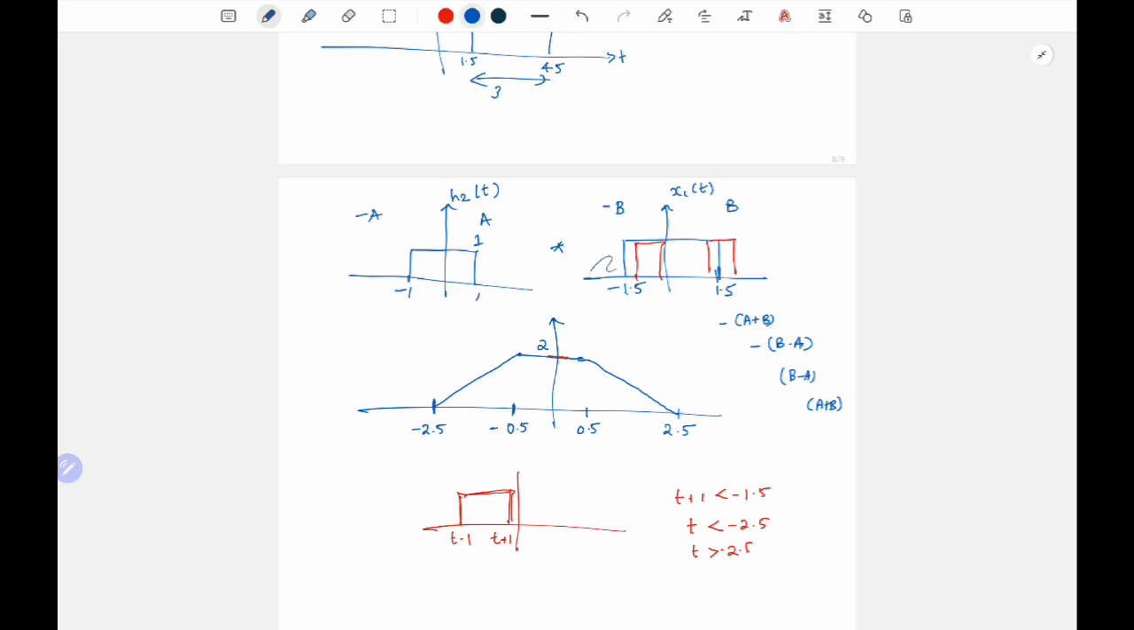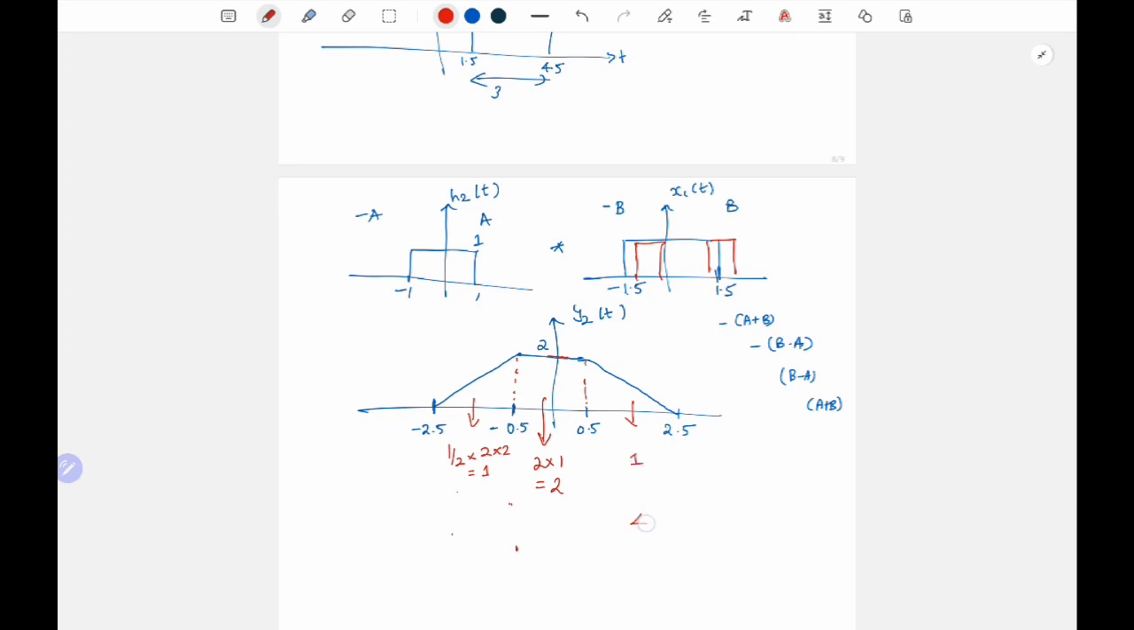Right? So now this is y2 of t, and we need to find the area. We can just divide this into 2 right angle triangles and 1 rectangle. So what is the area of this one? Half into base 2 and height 2, which is 2. I'll remove this. And this rectangle, what is the area? 2 into 2, which is 4. And since these two triangles are symmetrical, this area will also be 2.